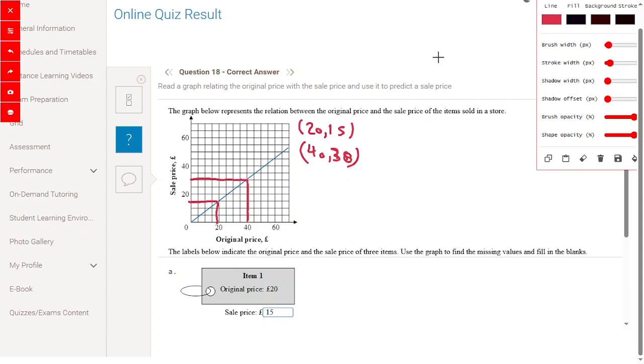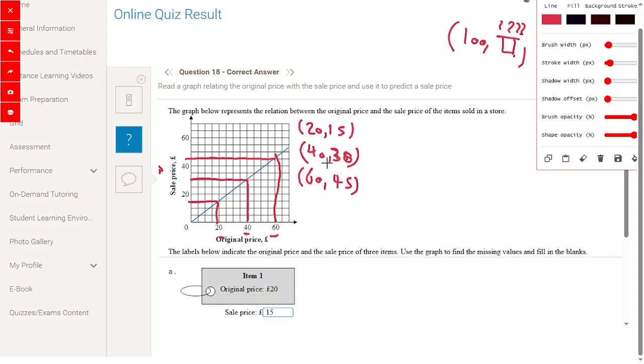Now he wants to know when the original price is 100, what is the sale price? Okay, here in the graph, we don't have a value for 100 as the original price. So we need to predict the value of the sale price when the original price is 100. But here in the graph, we have 60. So when the original price is 60, the sale price is 45.